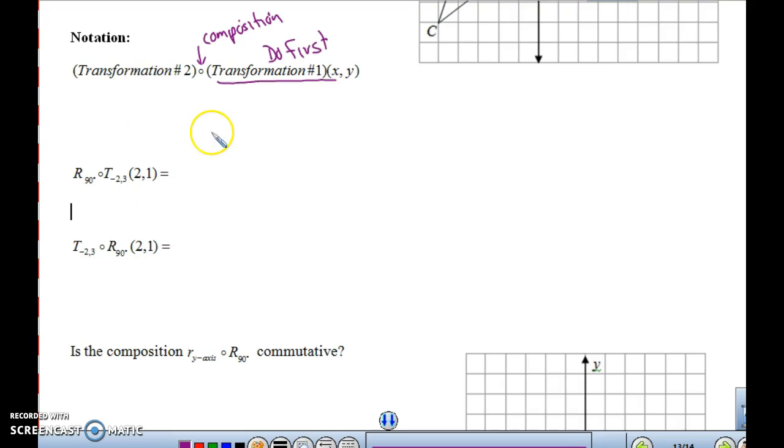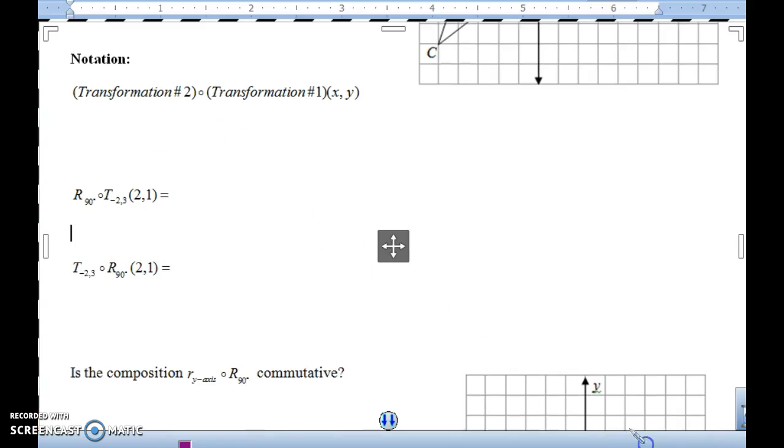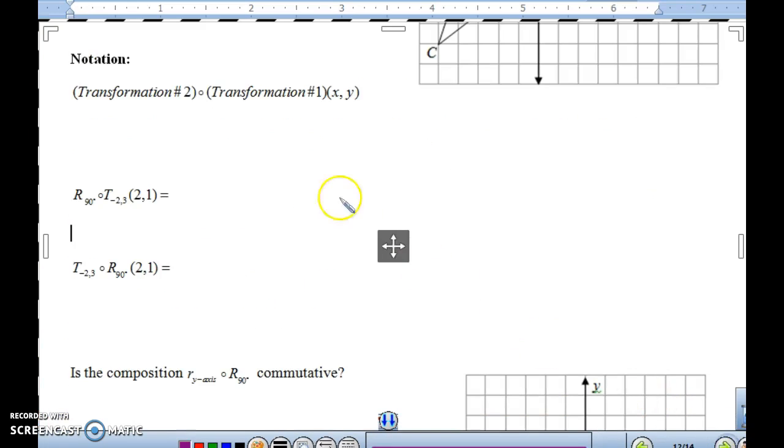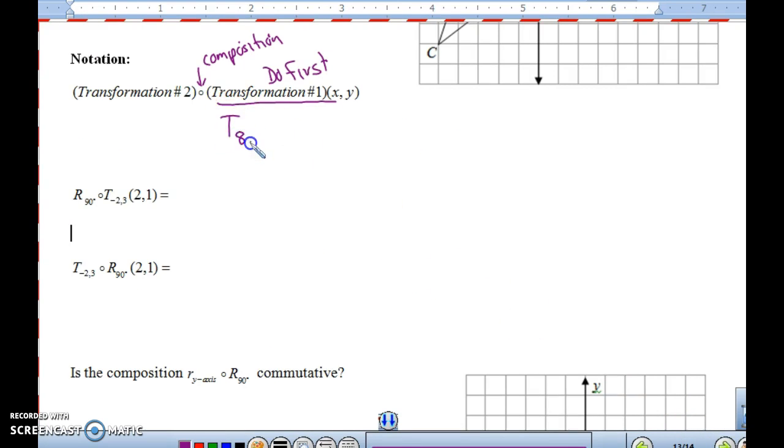So the composition that we just did, what did we do first on that composition? Well, on this first one, we did the translation. So we did that one first. So when we write this, this should be T8, 6 in composition with, we did a reflection in the x-axis. So this one says we do this one first, take that answer, and do this to it. So you read this right to left. It's always read right to left, not left to right. So you do this one first, then this one. So that's how you do a composition transformation.